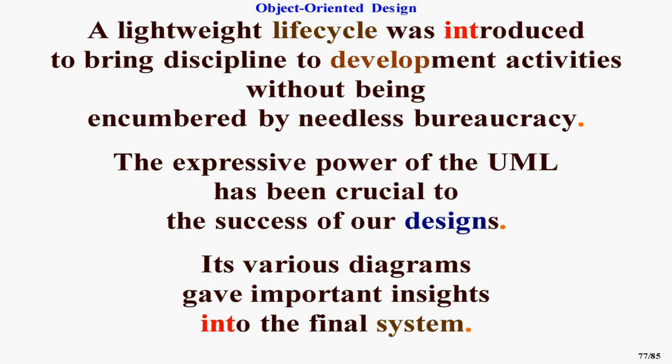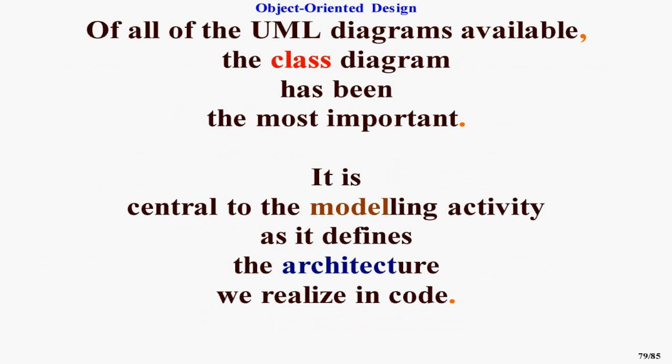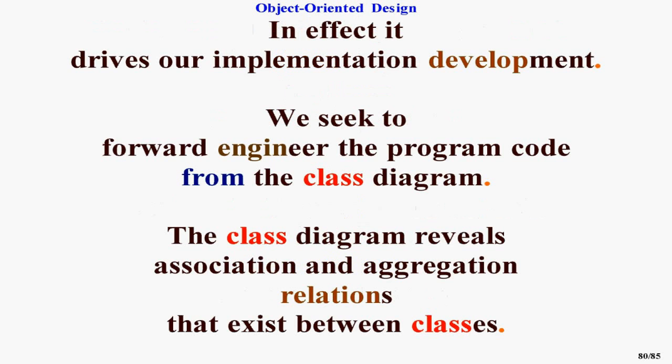The expressive power of the UML has been crucial to the success of our designs. Its various diagrams gave important insights into the final system. For example, a sequence diagram reveals how message propagation through a collection of objects implements some part of its functionality. Often the diagram can be mapped directly into code. Of all of the UML diagrams available, the class diagram has been the most important. It is central to the modeling activity as it defines the architecture we realize in code. In effect, it drives our implementation development.